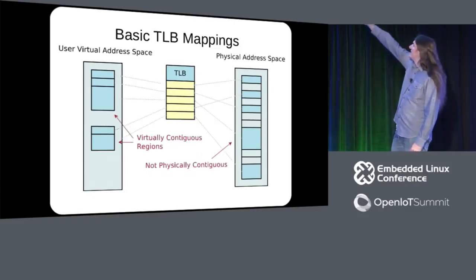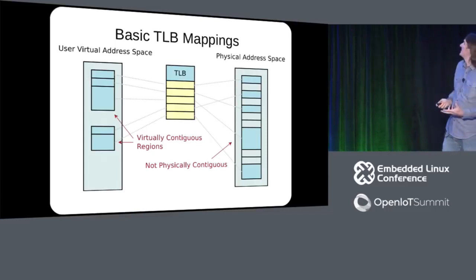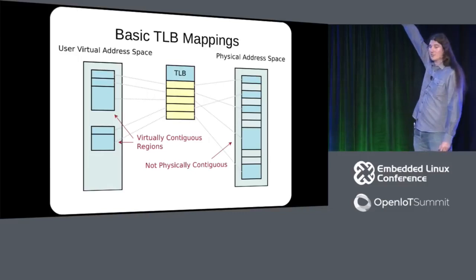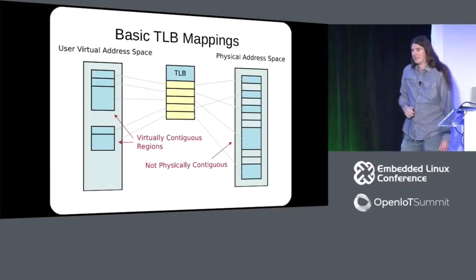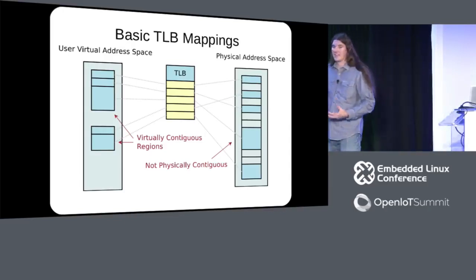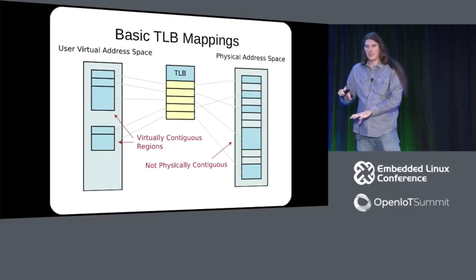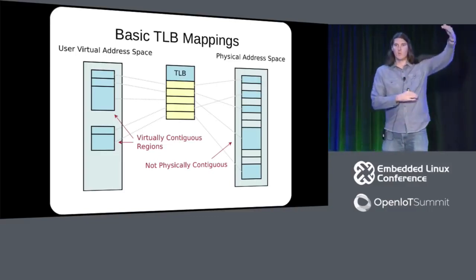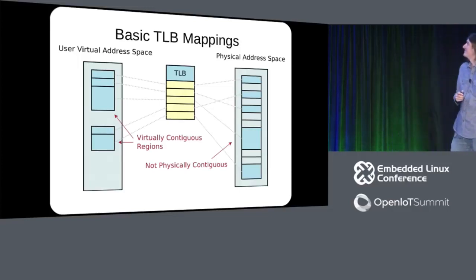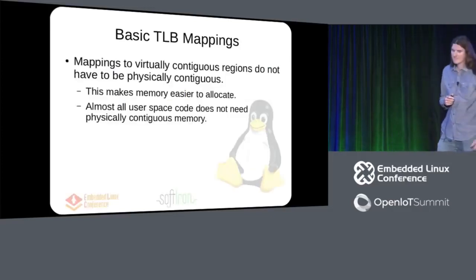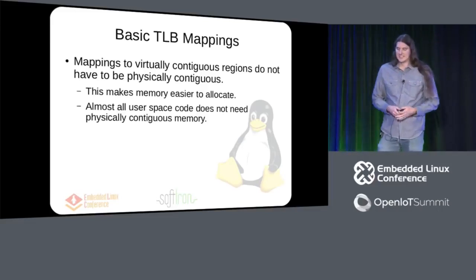Another thing that we can see here is that in user virtual address space, we have virtually contiguous regions that, if you follow the lines onto the right, if you follow the mappings, are not physically contiguous. So the MMU can be used in this case to stitch together a whole bunch of different regions of physical memory which are not contiguous and make one area that's contiguous in virtual address space. So again, mappings to virtually contiguous regions do not have to be physically contiguous.